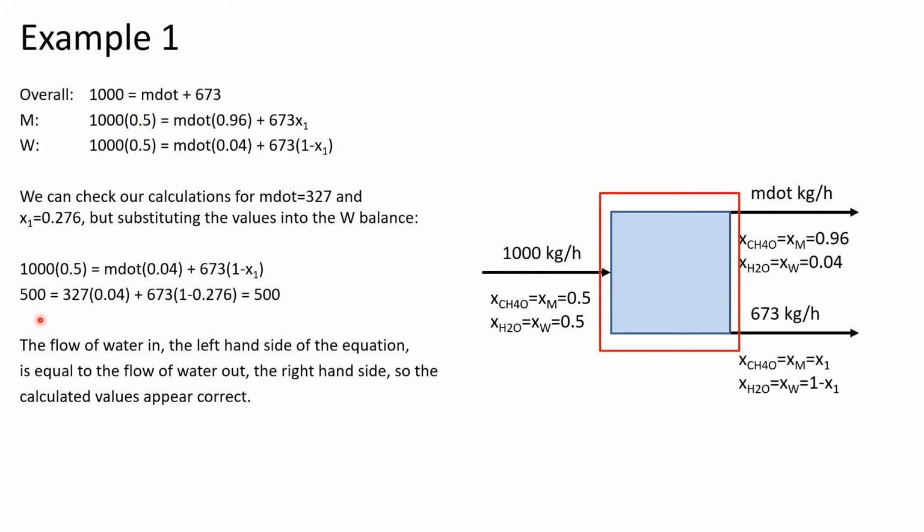If we plug these numbers in for m dot into our water balance, on the left-hand side we have 1,000 times a half, which is 500. On the right-hand side, we're going to take m dot times 0.04, 327 times 0.04, and add to it 673 times 1 minus x1. We'll add to it 673 times 1 minus 0.276, and we get the same number, 500. So we've just shown that the flow of water in, the left-hand side of the equation, is equal to the flow of water out, and this provides an independent check of our calculations, and I would say our numbers are correct.